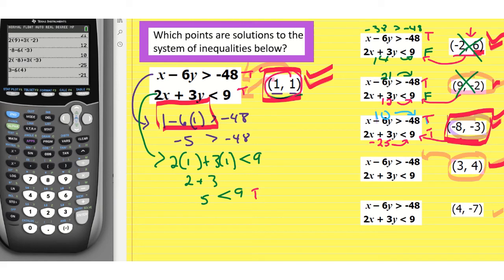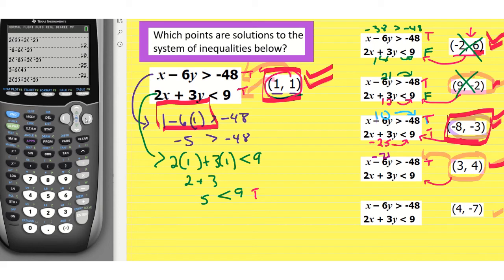So that says that is equal to -21. And is it greater than -48? Yes, that is actually a true statement right there. That is true. Now we're going to test the point in the second inequality. So I'm going to go up and find the one that looks like the second inequality. Okay, I'm going to backspace. I'm going to put in 3,4 again. So 3 for the x value.